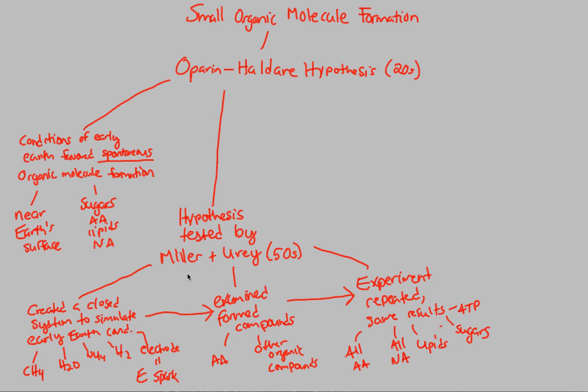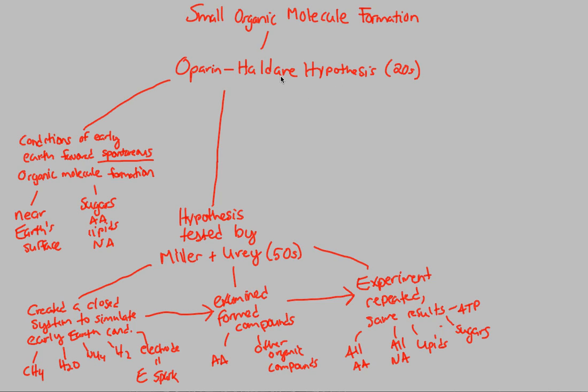Oftentimes you'll see a question asking, what did Miller and Urey do? In short, they were able to confirm the Oparin-Haldane hypothesis by creating and simulating an early Earth environment and getting the results that Oparin and Haldane predicted would happen.